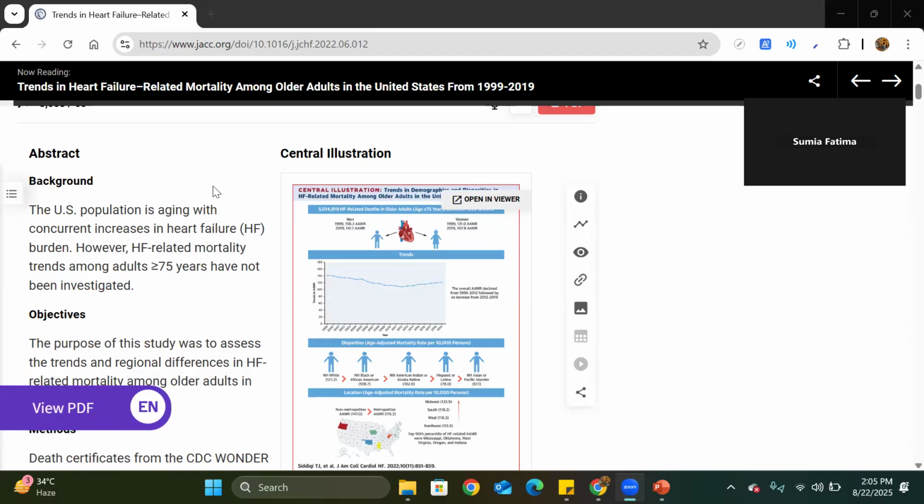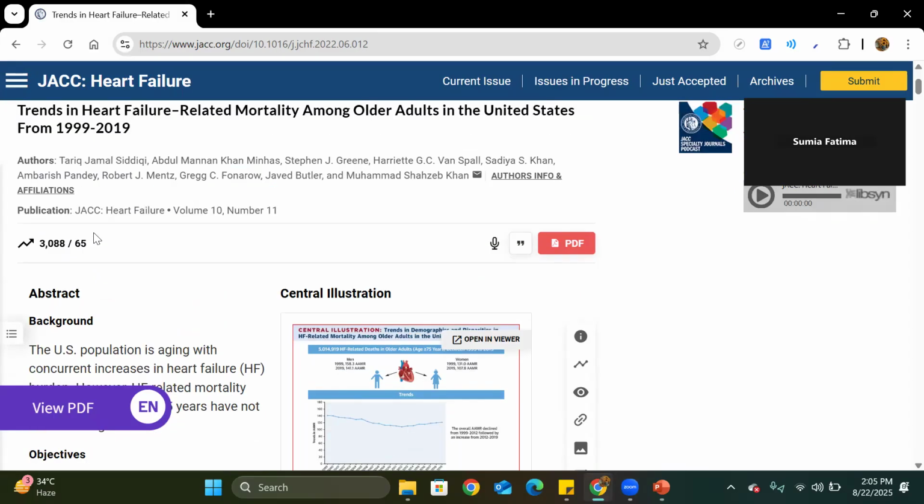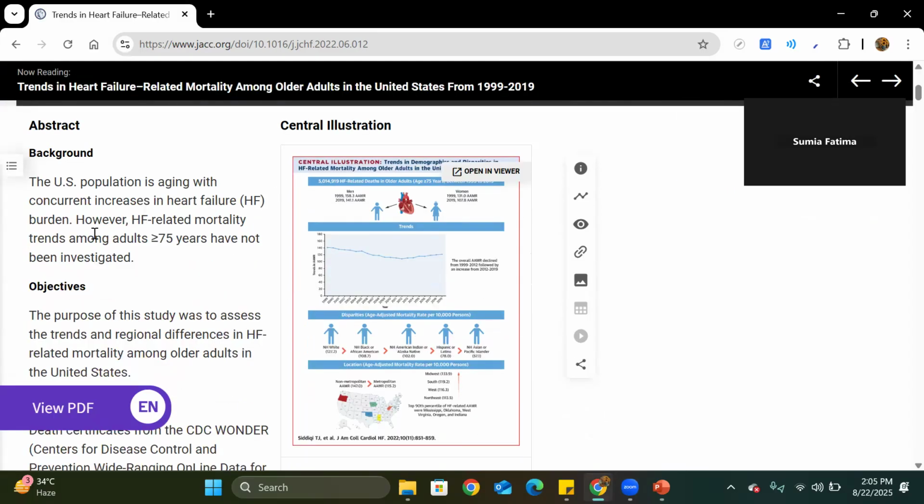Okay, so let's come back to the topic. Here you have written the authors and then their affiliations. Now the important thing, that is the abstract. What you have to do for the abstract, you have to summarize every single portion.